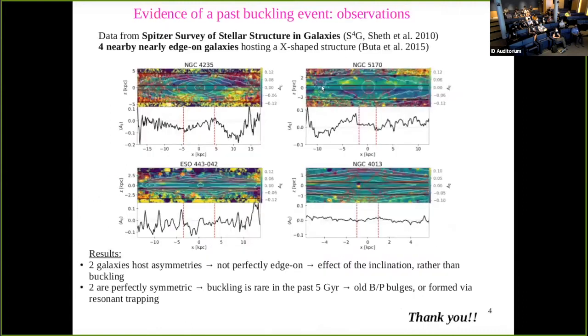We then apply our diagnostic to a small sample of early-type galaxies, which host a BP bulge and which are observed within the Spitzer Survey of Stellar Structure in Galaxies. We did find two asymmetric galaxies and two symmetric ones. Actually, we demonstrated that the asymmetry in the two asymmetric galaxies is due to inclination effects rather than a past buckling event. So our result is that we do not find clear evidence of a recent buckling event in the analyzed galaxies.